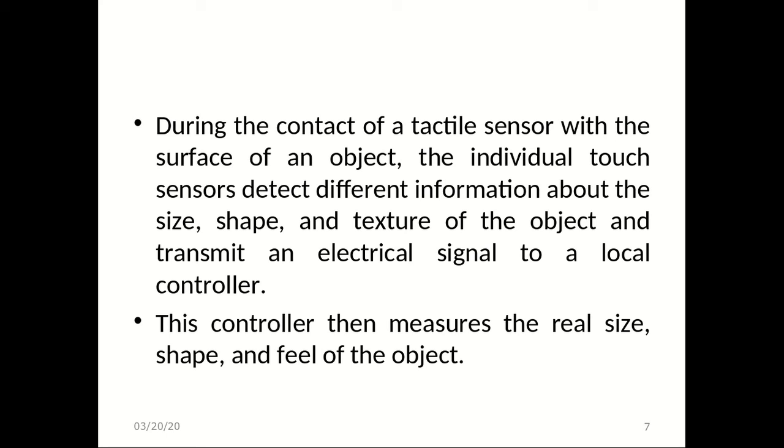So tactile sensors are used to indicate contact. Then they can measure the size. Using an array of sensors, we can identify the size. Then shape, we can predict the shape also. So the controller then measures the real size, shape, and feel of the object.